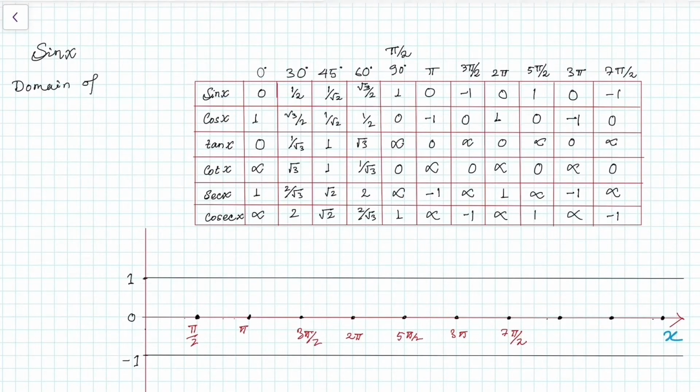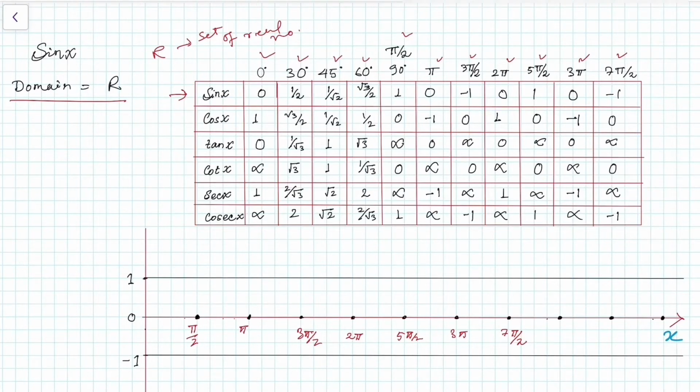So the domain of sine x is R, because if you observe the values of sine x, there is no value of x at which sine is not defined. Sine is defined at all points, so that's why the domain is R, which means the set of real numbers.